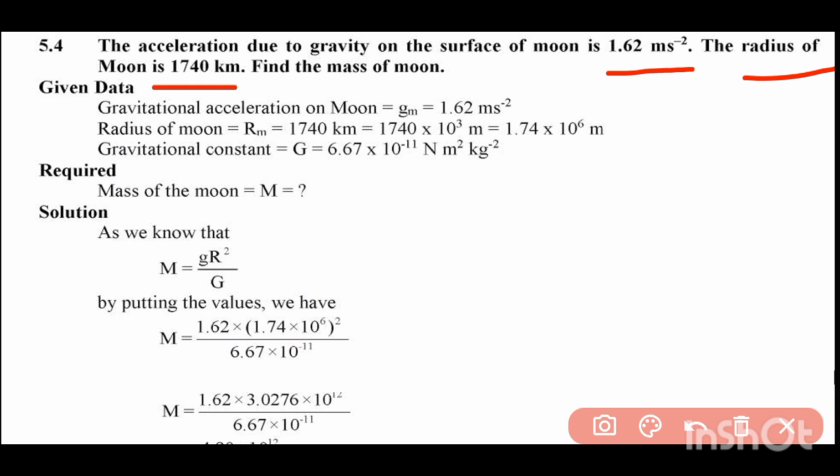So dear students, the data that is given: gravitational acceleration on the surface of the moon is 1.62 meter per second square and radius of the moon is equal to 1740 kilometer, that is converted into meter, and it will be equal to 1.74 multiplied by 10 raised to power 6 meters.